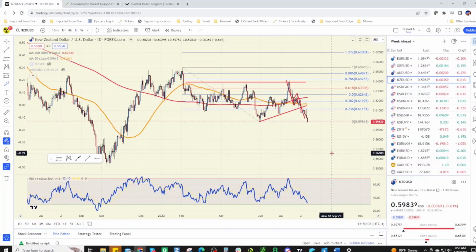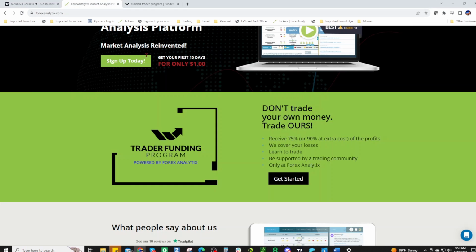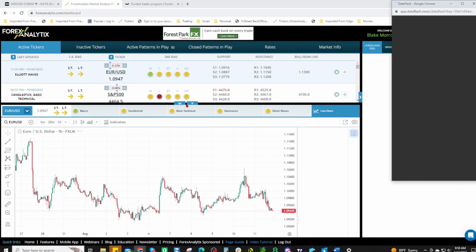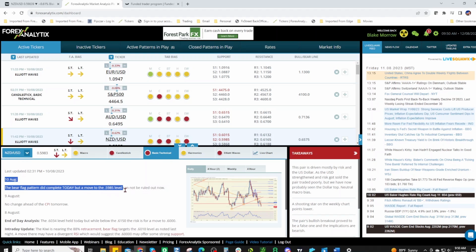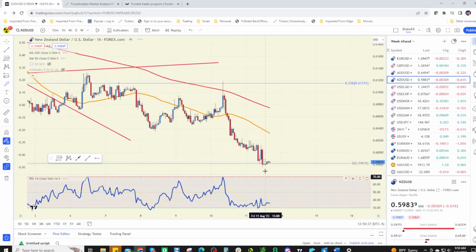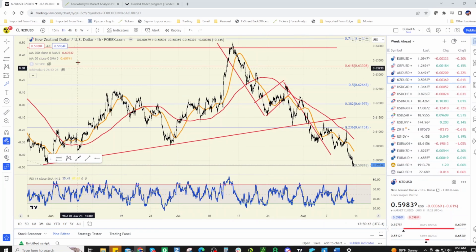Now, here's the thing about the Kiwi. We completed the bear flag pattern last week. It finally completed actually on Thursday. If you're part of the Forex analytics community, here, let me just show you. You read the analysis on the Kiwi on Thursday, on the 10th: the bear flag pattern did complete today, but a move to the 59.85 level cannot be ruled out. That was on the 10th. So on Friday, the 11th, we broke or tested, you could say, the 59.85 support.